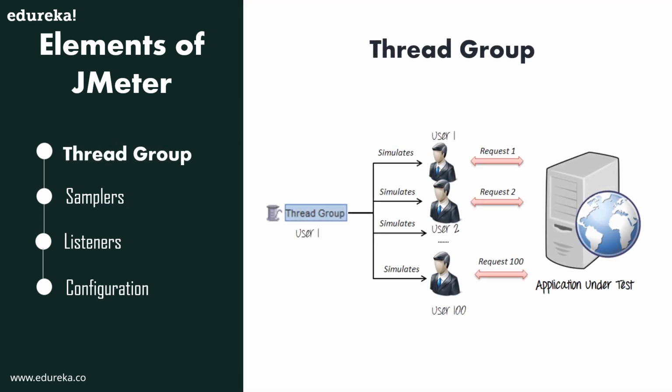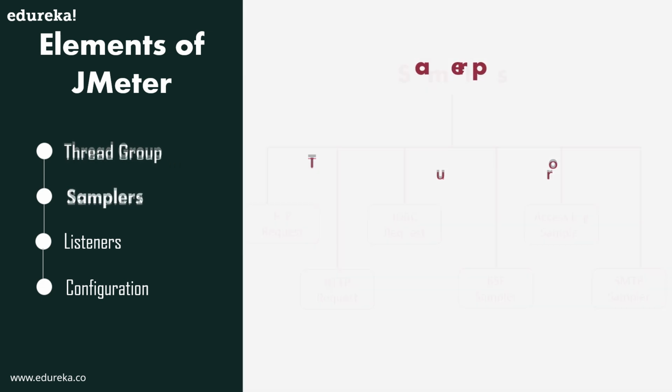So the first element is the thread group. A thread group is a collection of threads. Each thread represents one user using the application under test. Basically, each thread simulates one real user request to the server. The controls for a thread group allow you to set the number of threads for each group. For example, if you set the number of threads as 100, JMeter will create and simulate 100 user requests to the server under test.